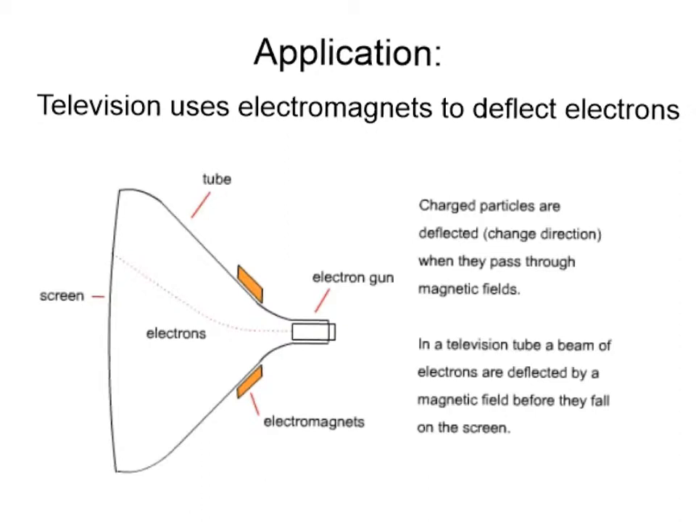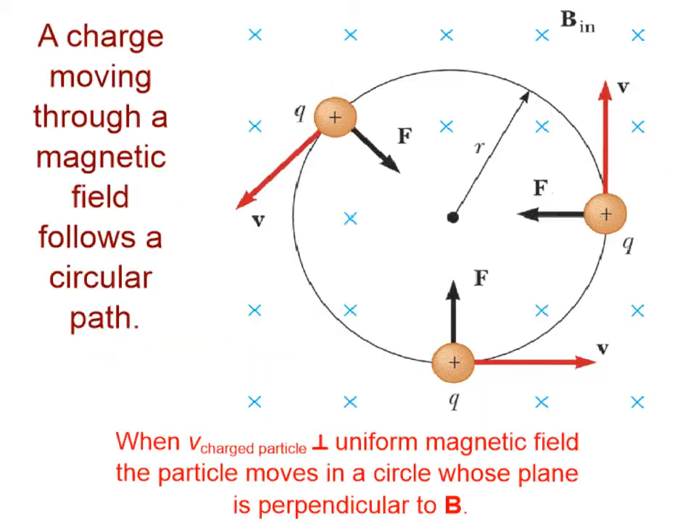If the electromagnets did not deflect the beam of electrons, you would simply have one bright beam of electrons right in the middle, and you wouldn't have a nice picture.